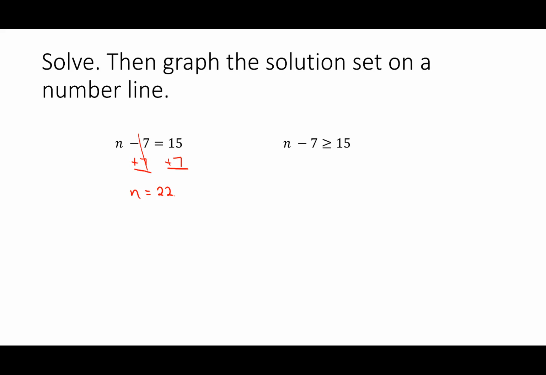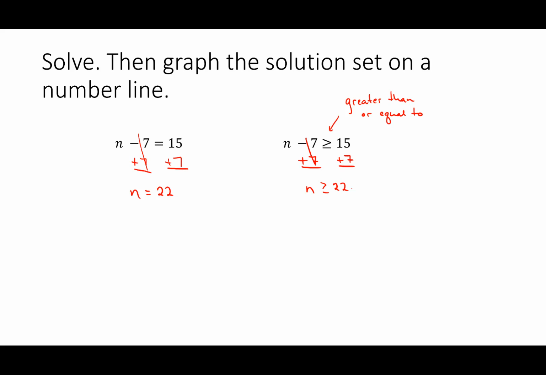Now if we take the same equation and we only change the equal sign and we change it to an inequality sign. This inequality sign means greater than or equal to. So the way that I solve this is the exact same. So I'm going to add 7 to both sides. So the process to solve this inequality is the same as we did for equations. It's greater than or equal to 22.